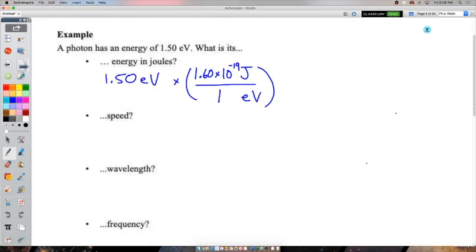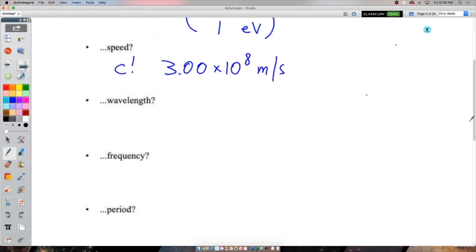Okay, what is its speed? Trick question. It's a photon. It's light. It's a packet of light, sure, but it's still light. So what's its speed? C, right? Okay, don't fall for that one. No calculations required there.